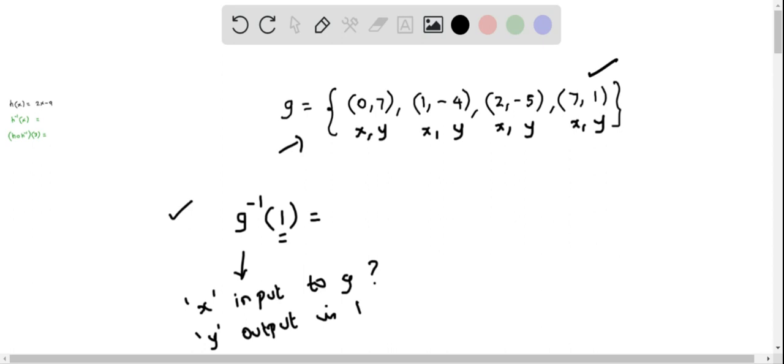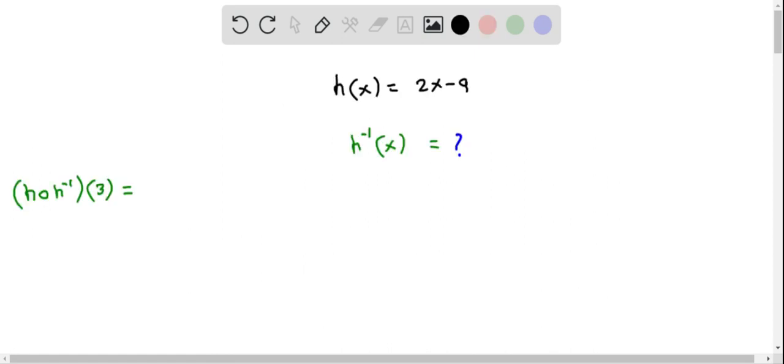So we have to determine the corresponding X. So the corresponding X is 7. And this means G inverse of 1 equals 7. So we have determined that the input to the G function is 7, so that the output is 1.